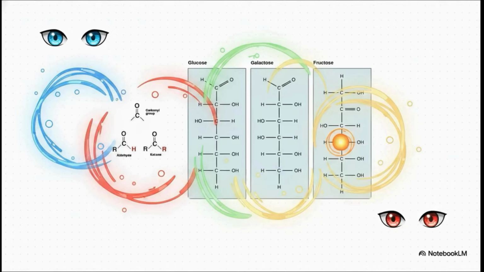But look at how they're arranged. Carbohydrates with an aldehyde group at the end of their chain are called aldoses, like glucose and galactose. But if that ketone group is tucked in the middle, like in fructose, that's a ketose. That tiny, slight rearrangement of atoms completely changes how these molecules behave and react. It's like having the exact same Lego bricks, but building two totally different spaceships.